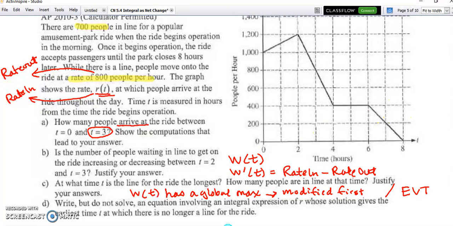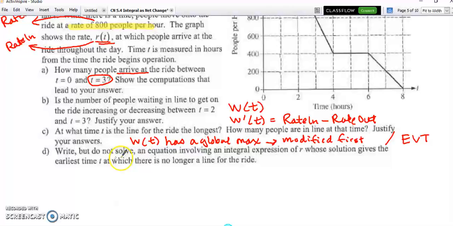Okay, and then in D, now notice in this one, they want you to write, but not solve, an equation involving an integral where the solution is going to give the earliest time at which there is no longer a line. So that is where we're trying to figure out where W of t is equal to 0. So basically what you have to come up with is an equation for W of t and set it equal to 0. All right, I'm going to pause it. I'm going to let you guys think about these things, give it a try, and then come back to the video and I'll explain the solutions.